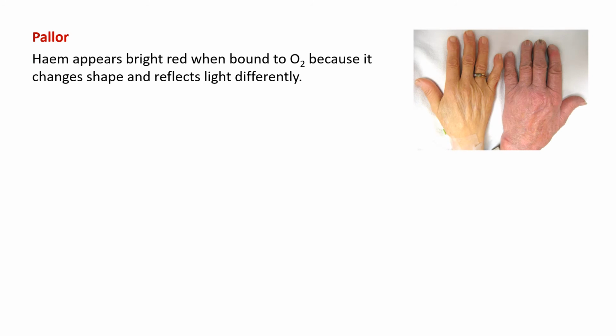So our first sign is pallor, which is pretty obvious, really. We've already said about these pale erythrocytes. So heme appears bright red when it's bound to oxygen. And this is because when oxygen is bound to the Fe++, this makes the heme change shape. And that subtle change in shape reflects the light differently. So that's why it appears bright red when oxygenated.